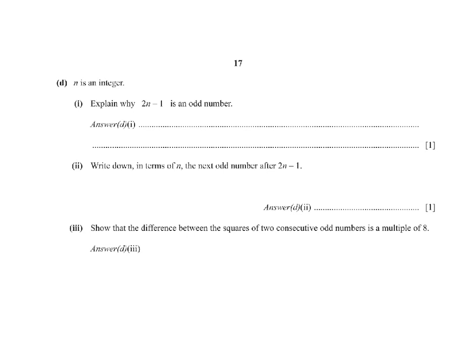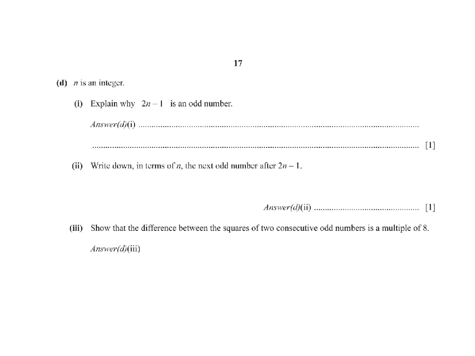So this is question D of question 9, and it's a bit of an investigation, if you like, but not too difficult. What do they say? They say n is an integer, and you should know what an integer is. Yeah? That's any whole number, positive or negative, so whole numbers. Explain why 2n minus 1 is an odd number.